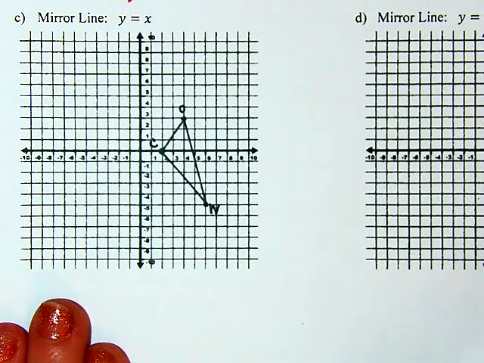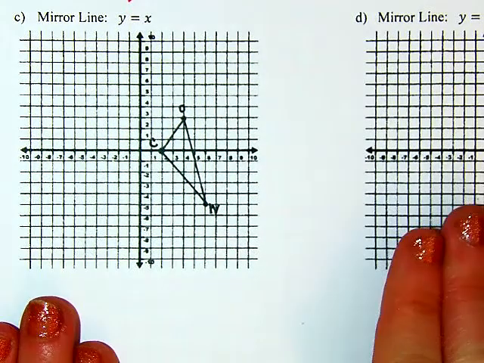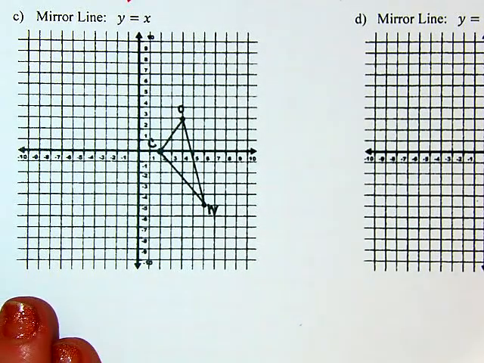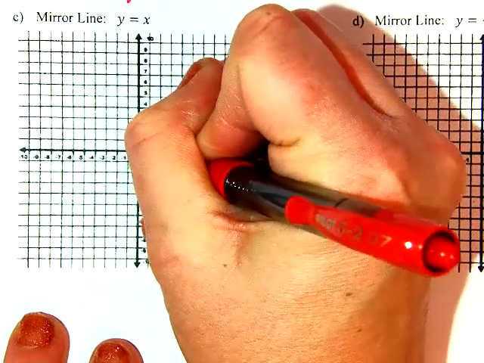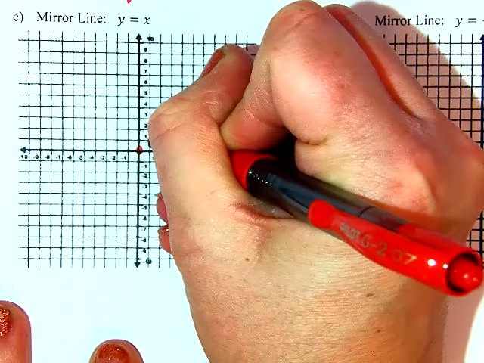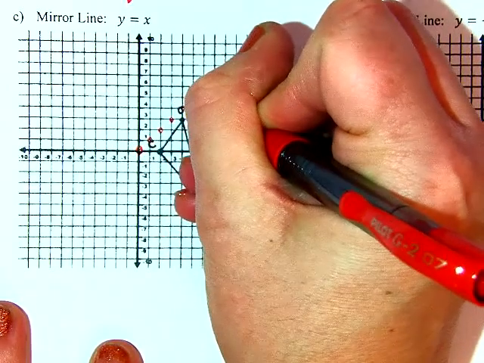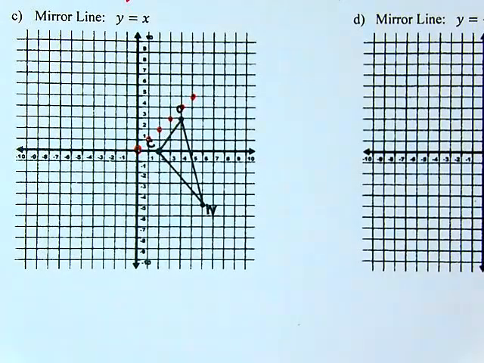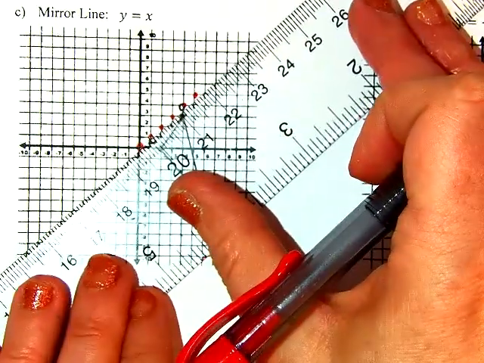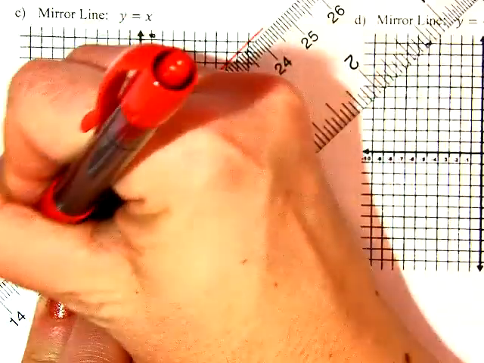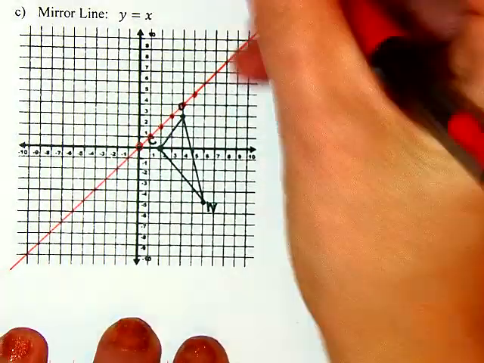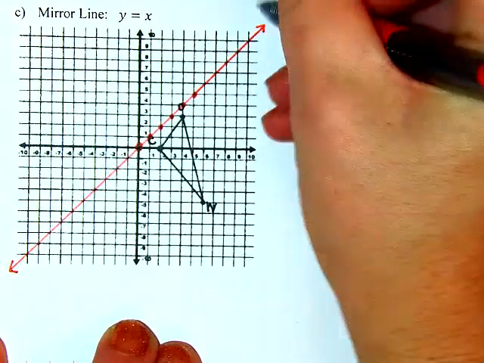So here my mirror line is y equals x. So that is the easiest line that we can graph because it's in slope-intercept form. It's saying that the slope is just 1 and the y-intercept is at the origin, 0, 0. So I start at the origin, up 1, right 1, up 1, right 1. So I'm just giving myself a few points to make a nice straight line at y equals x. All right, so here is my line, y equals x.